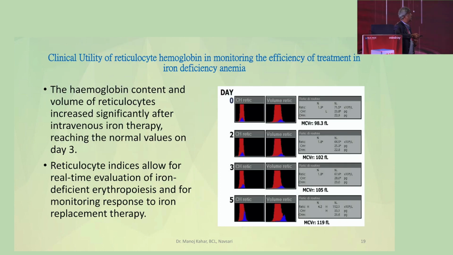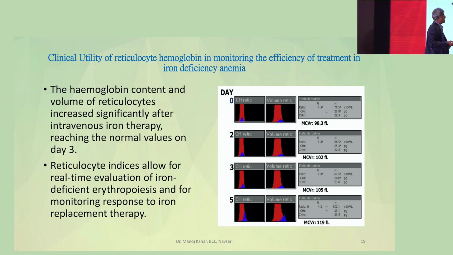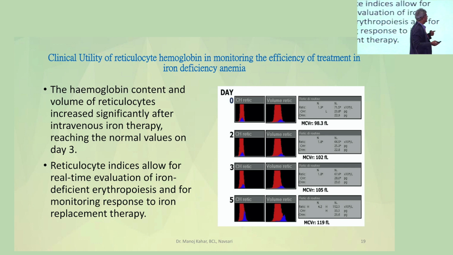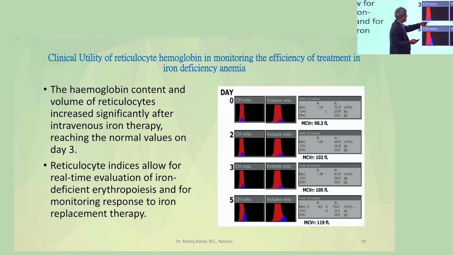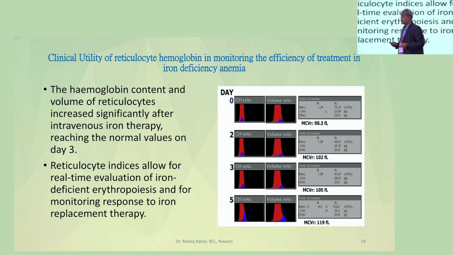Then reticulocyte hemoglobin is also useful in monitoring the efficiency of treatment in iron deficiency anemia. And as we know, the hemoglobin content and volume of reticulocytes increase significantly after intravenous iron therapy, reaching the normal values on day 3. And if you see one of these cases, the CHR on day 0 is 23.3, then 25.3, then 28, 31.1. So it increases, and simultaneously the reticulocyte volume is also increasing, 98.3, 102, 105, 119. And even on day 4, you can judge that the patient is responding to your treatment.